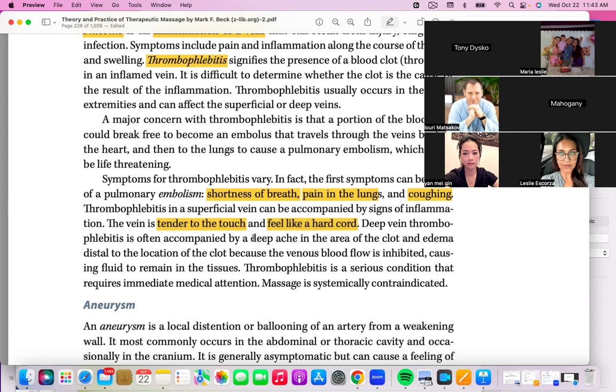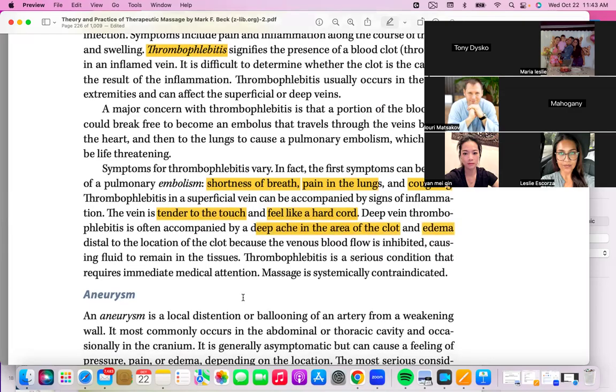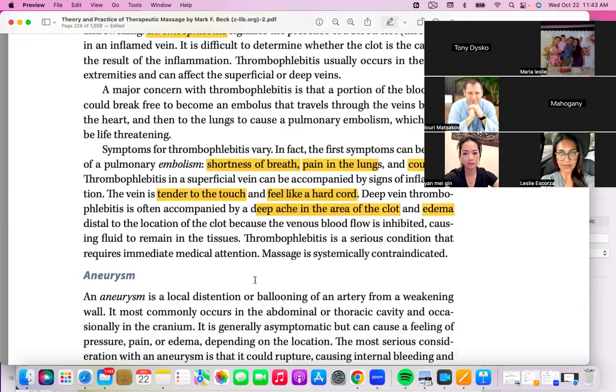So it can also have a deep achy pain in the area of the clot. You can definitely see edema in the distal, meaning in the lower section, where blood flow is going to be inhibited. So it's a serious condition, and massage is systemically contraindicated. Yes, because we can systemically activate the circulatory system.